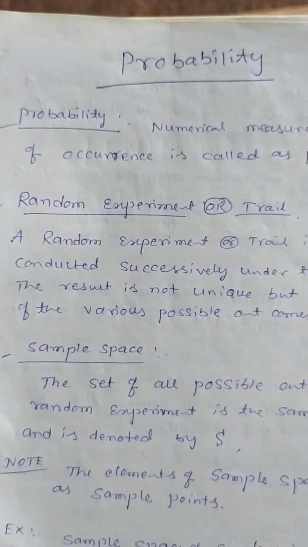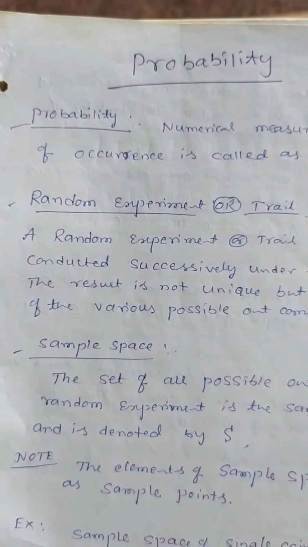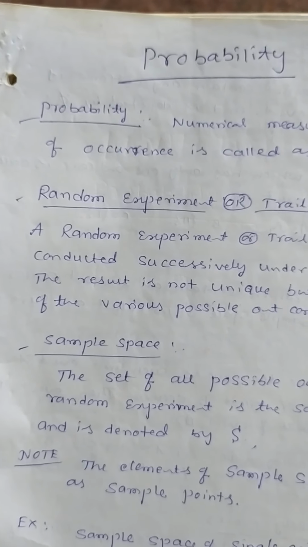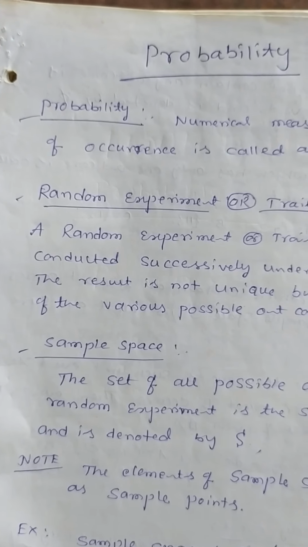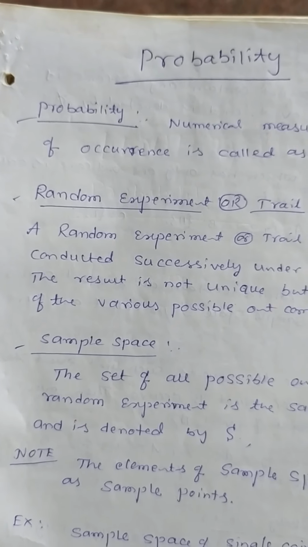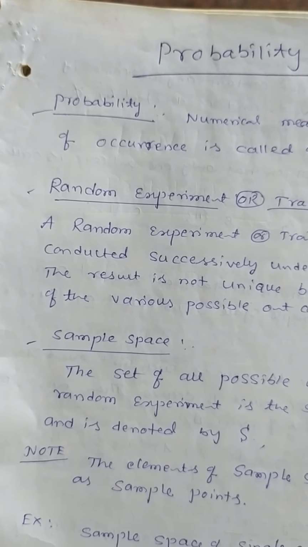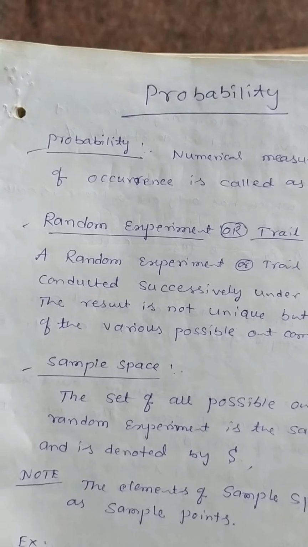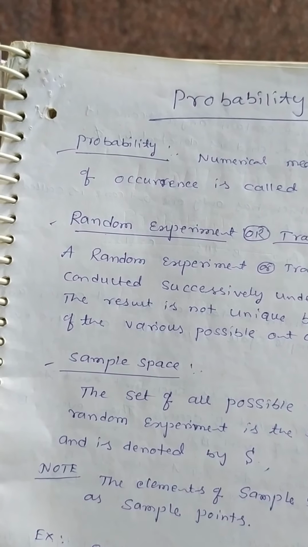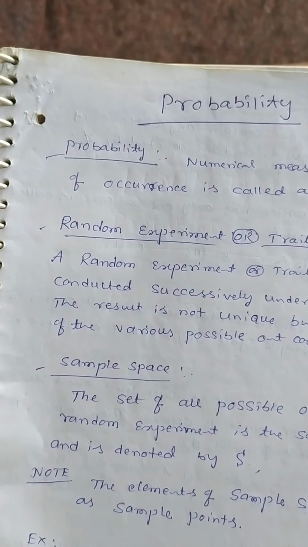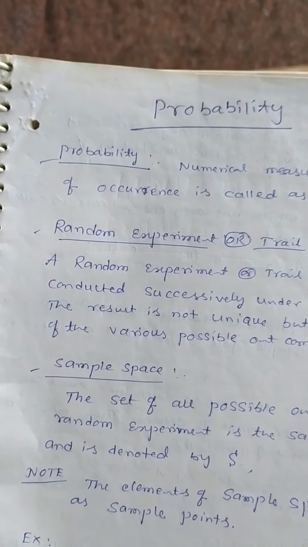Numerical measure of chance of occurrence means, say there are 10 students in a batch. Out of 10 students, 7 students pass the examination. 7 students pass the examination means 7 by 10 is the probability of success. And the remaining 3 students fail the subject. Then 3 by 10 is the probability of failure.